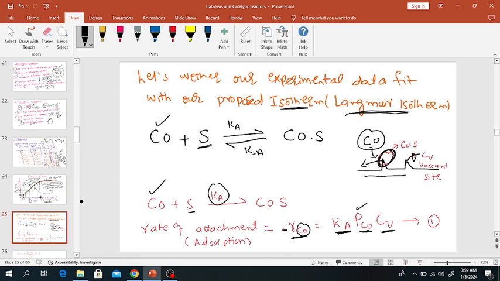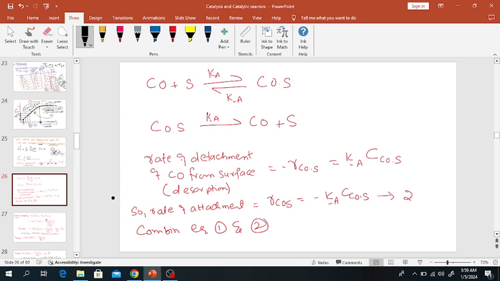Carbon monoxide is a gas, so for gas we use the partial pressure; for liquid we use the concentration. The concentration of vacant sites is denoted by Cv. So minus r_CO equals Ka times P_CO times Cv. This is equation number 1. This is the rate of attachment of carbon monoxide on the active site.